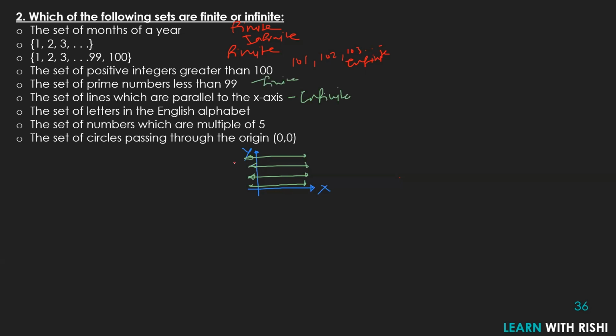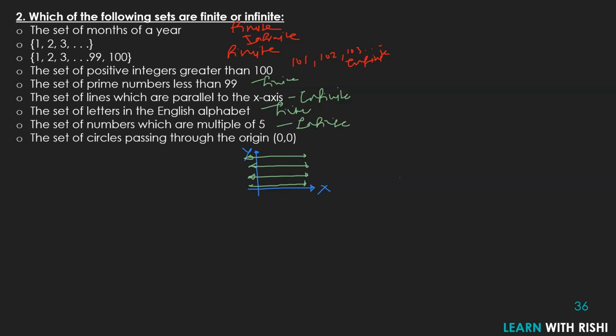Next, set of letters in English alphabet. This is a finite set because we have 26 letters in the English alphabet that are countable. So this is a finite set. Next, set of numbers which are multiple of 5. Numbers which are multiple of 5 are 5, 10, 15, 20, 25, 30, 35, and it will go on till infinity. So again, this is our infinite set.